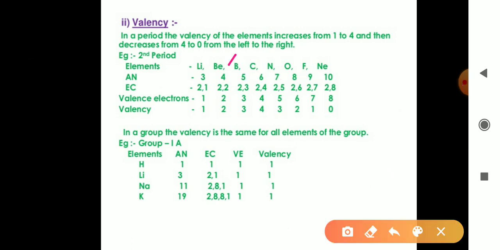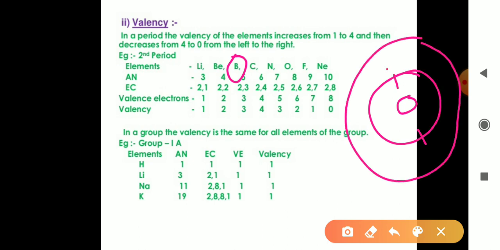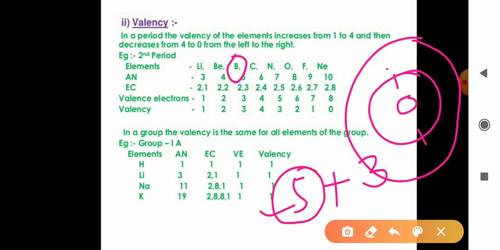Now boron has atomic number 5. So the structure will be like this: nucleus, first shell contains 2 electrons, second shell contains 3 electrons. Now, for making 8 electrons in the outermost shell, it has to accept 5 electrons, but it cannot accept 5 electrons because the number is greater. So it donates these 3 electrons.